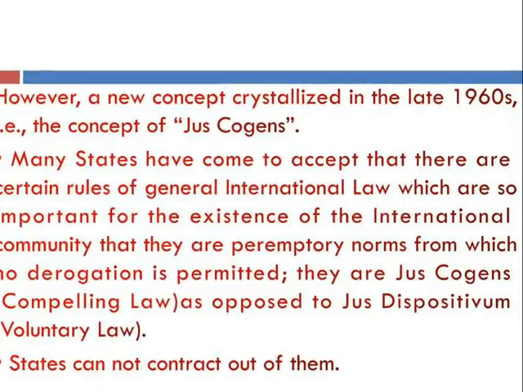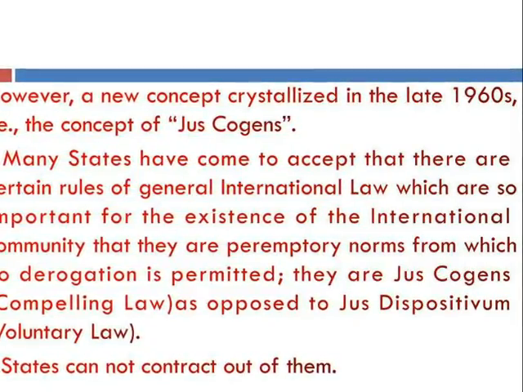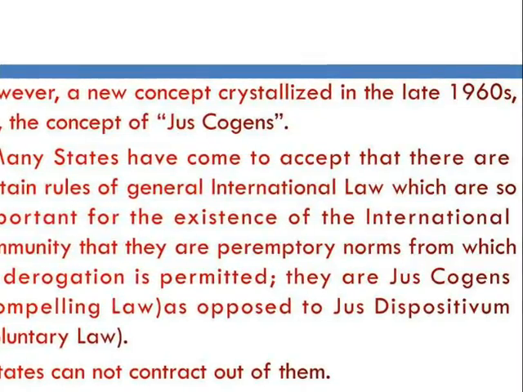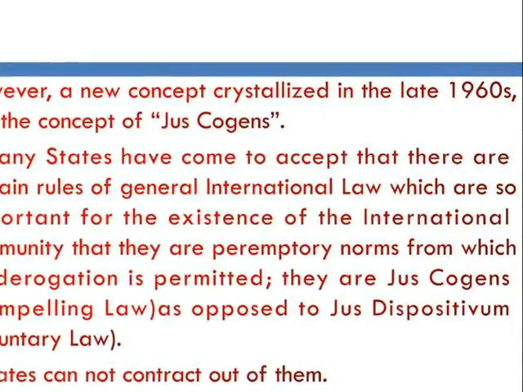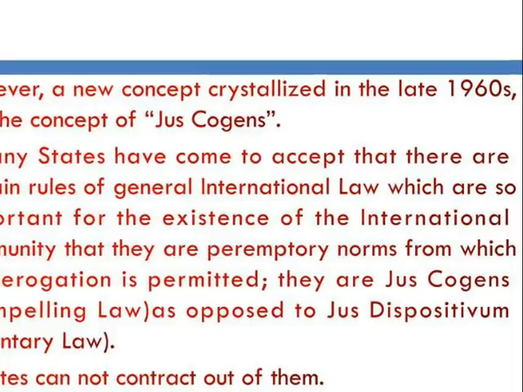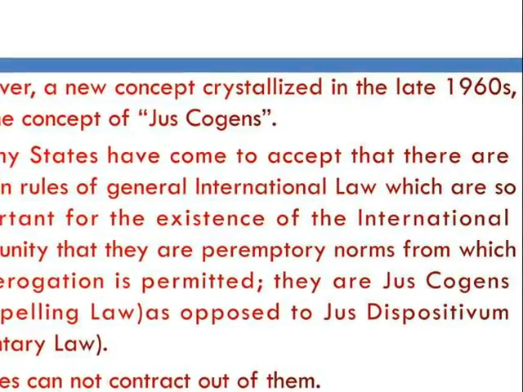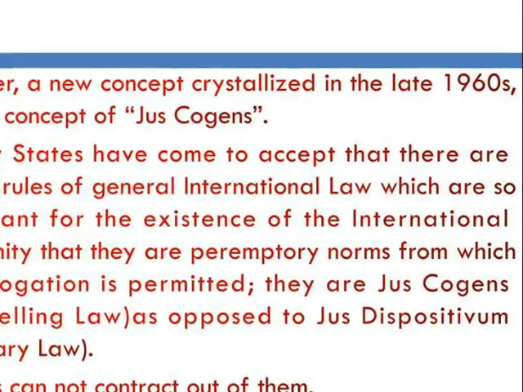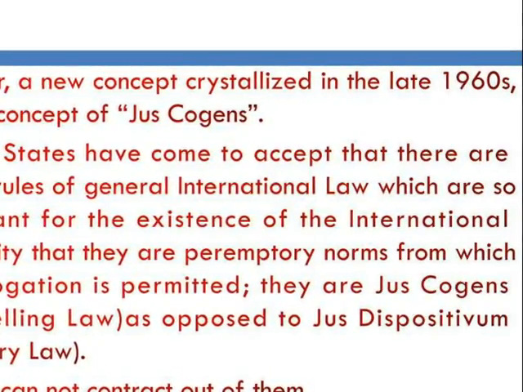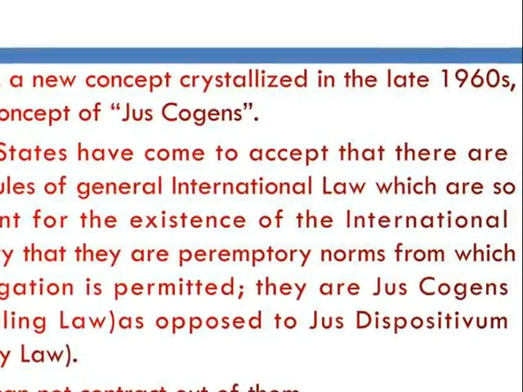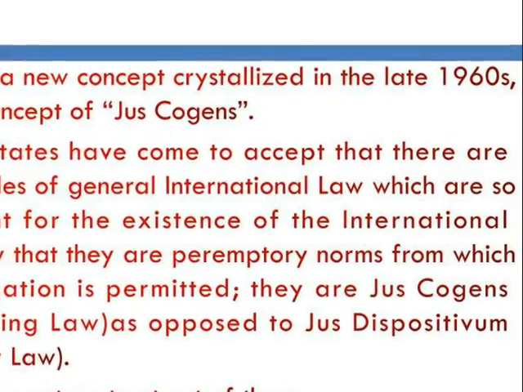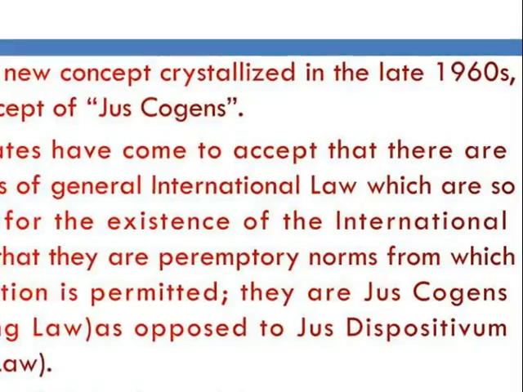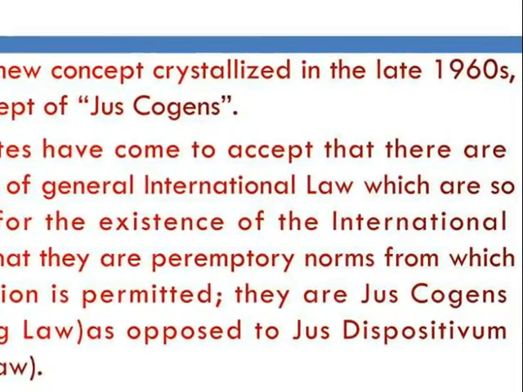However, a new concept crystallized in the later 1960s, the concept of jus cogens. Many states have come to accept that there are certain rules of general international law which are so important for the existence of the international community that they are peremptory norms from which no derogation is permitted. They are called jus cogens, the compelling law, as opposed to jus dispositivum, the voluntary law. States cannot contract out of them.